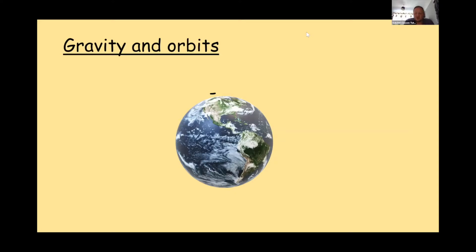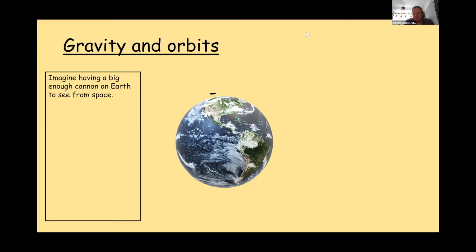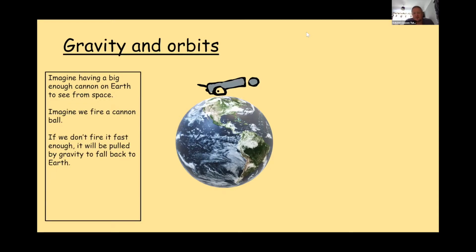Well, there was a thought experiment done a long time ago. The idea was having a big enough cannon on Earth to see from space. So let's get that cannon in there. And if we fired a cannonball, and we don't fire it fast enough, eventually it'll move, but it'll fall back down to Earth with a thump, pulled back down by Earth's gravity.